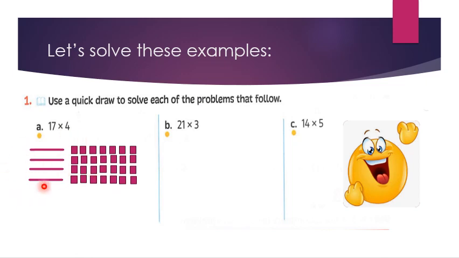So guys, could you tell me how many tens do we have? 10, 20, 30, 40. Excellent. And how many ones do we have? 7, 14, 21, 28. Could you tell me 40 plus 28 equals what? Equals 68. So all of you get it. The multiplication using quick draw, I think it's too easy.